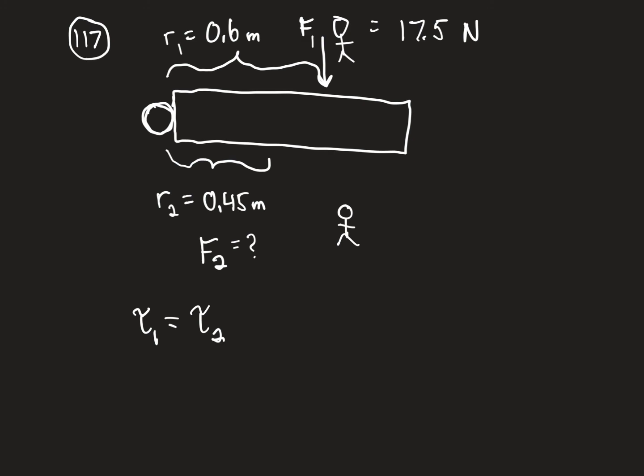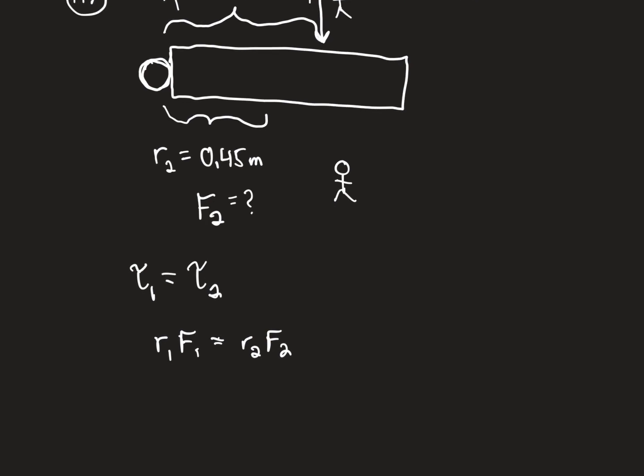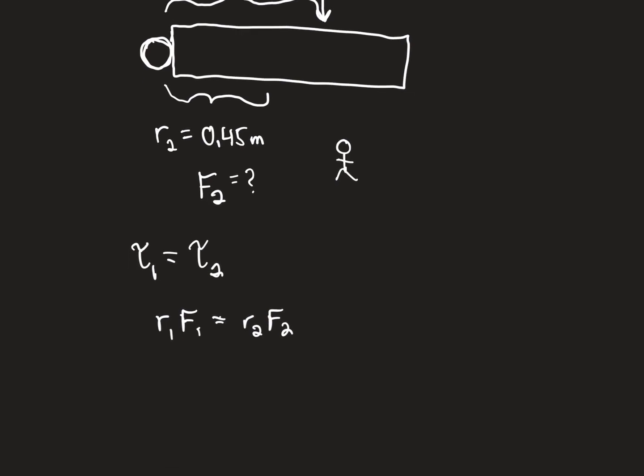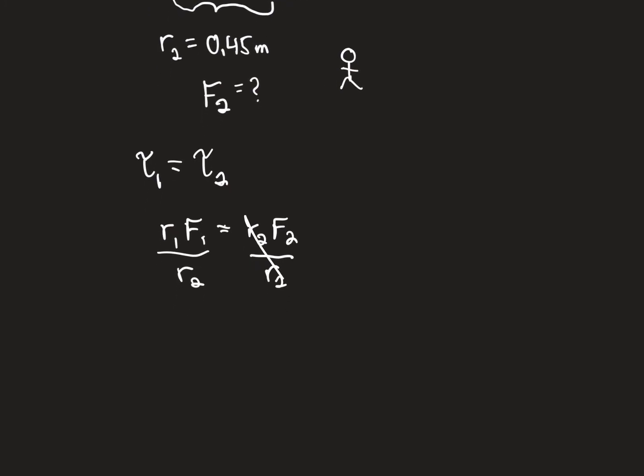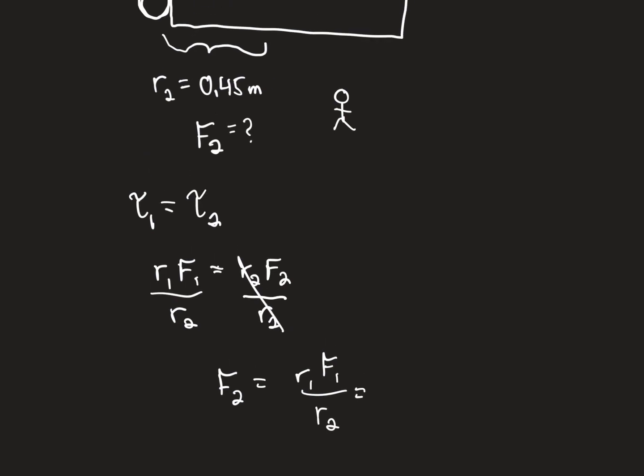Okay, so torque 1 has to be equal to torque 2. So R1 times F1 has to be equal to R2 times F2. I want to know the force that the other kid has to apply, so I can solve this all for force 2. Divide both sides by radius 2, and I will get R2 canceling, and force 2 is R1 times F1 divided by R2.